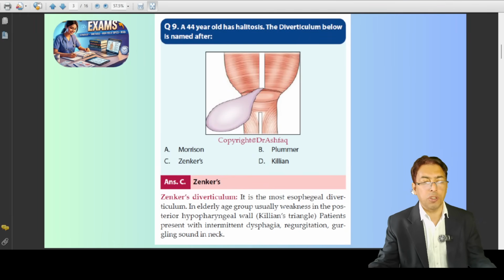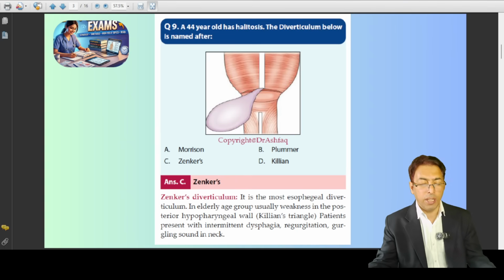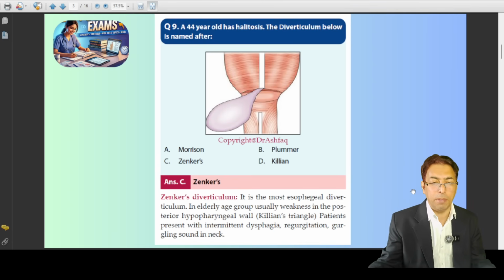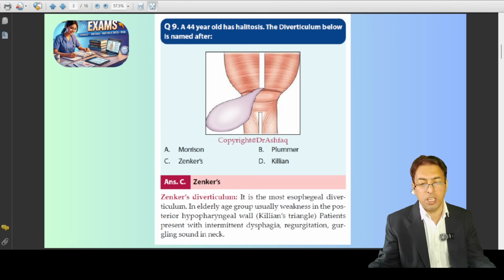A 45-year-old male has halitosis. The diverticulum below is named after, a question with an image from ENT: Morrison, Plummer, Zenker, Killian. Now, you know Killian's dehiscence, you know Plummer-Vinson syndrome, you know Morrison's pouch, you know Zenker's diverticulum. These are all important anatomical, surgical, ENT entities which you have to remember. So, what is Morrison's pouch? The hepatorenal pouch. What is Plummer-Vinson disease or Paterson-Kelly-Brown syndrome? What is Killian's dehiscence? What is Zenker's diverticulum?